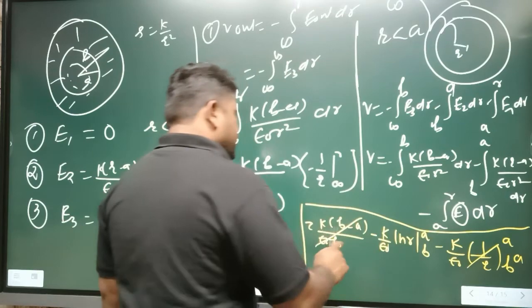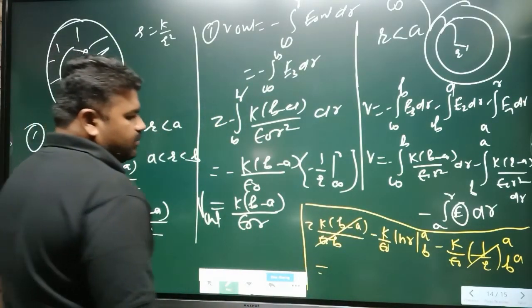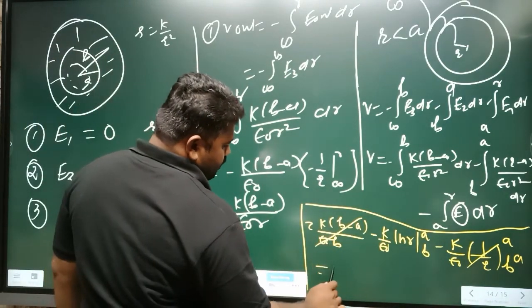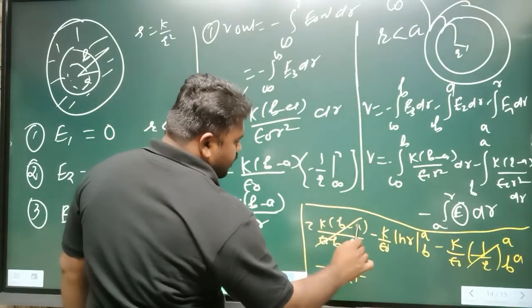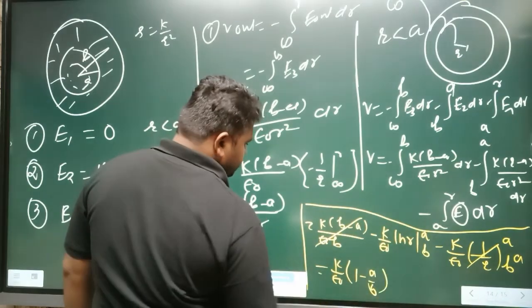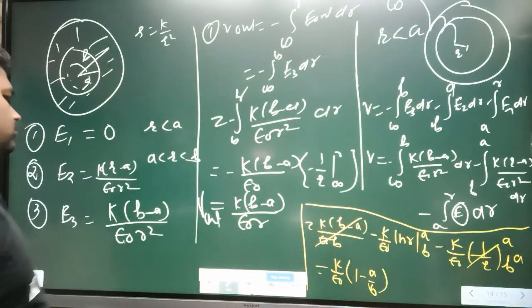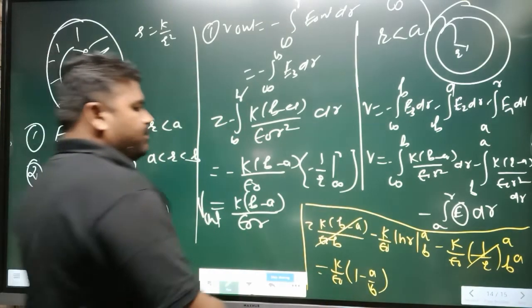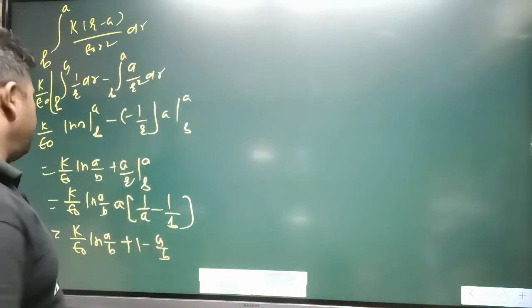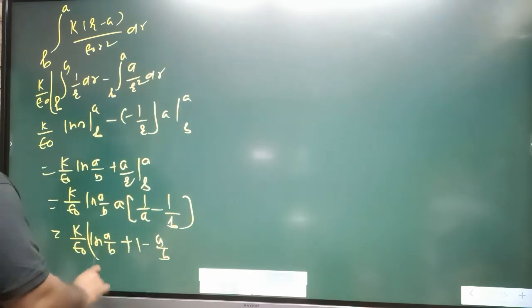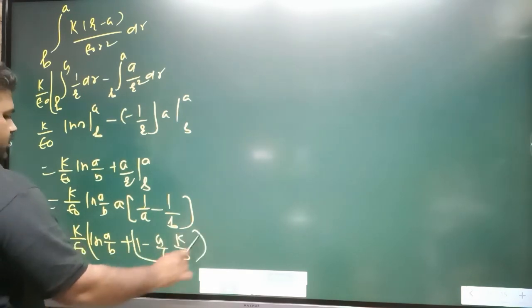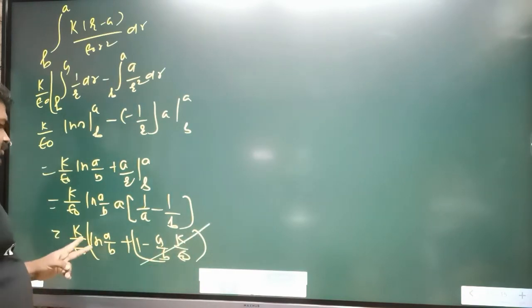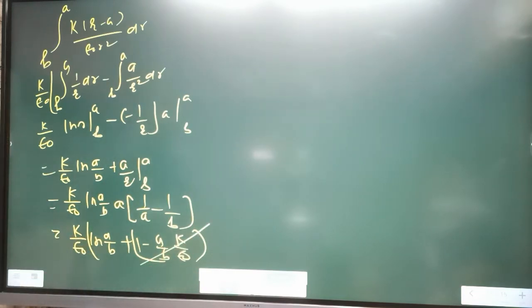Yes, sir. This one is K (b minus a). How can we write this then? K by epsilon naught, b upon b, 1 minus a upon b. Got it? This is the first part. 1 minus a upon b, into K by epsilon naught. Or multiply it separately, K upon epsilon naught. And this part and the first part get cancelled. Only which part will survive? This one.